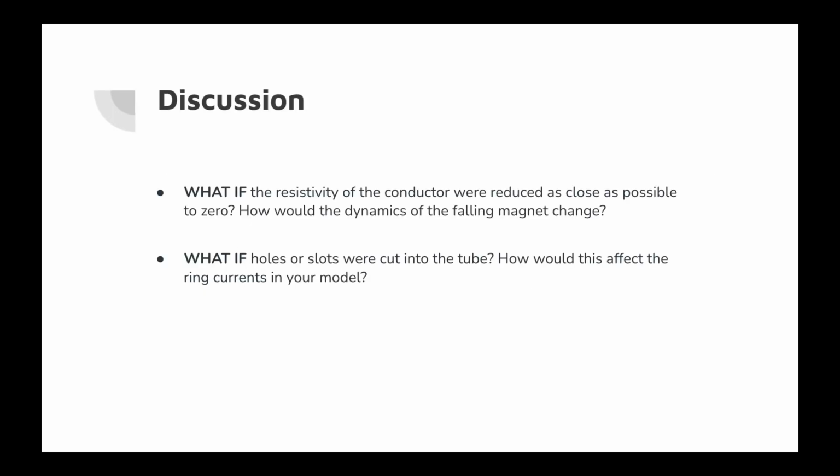If resistivity of the conductor were reduced to 0, the induced current on the tube would increase due to the decrease in resistivity, and thus the magnet would take even longer to fall through the tube. If holes or slots were cut into the tube, the current would decrease due to the decrease in area the magnetic field may travel through on the roll. This would result in a decrease in magnetic force felt on the magnet by the roll, and thus a decrease in fall time for the magnet.